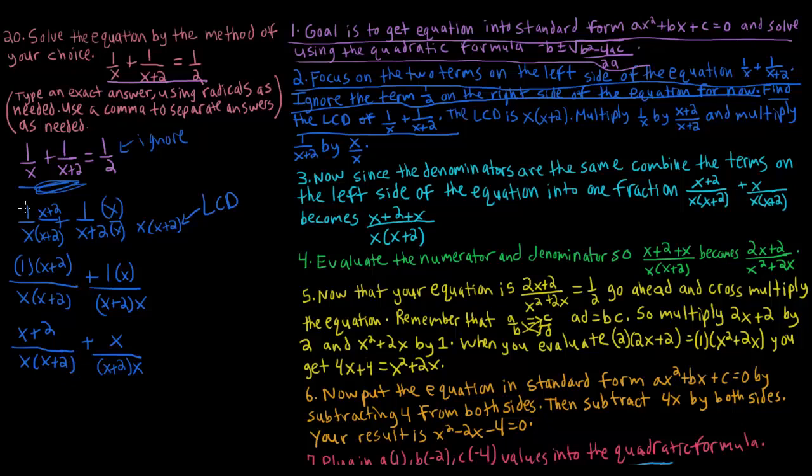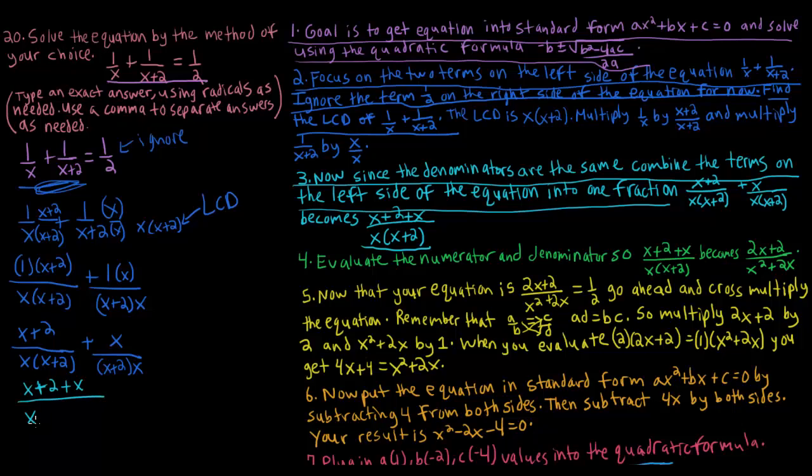denominators, this is going to be step 3. Now, since the denominators are the same, we can combine the terms on the left side of the equation into one fraction, which will be x plus 2 over x times x plus 2, plus x over x times x plus 2. And that fraction will become this right here, which is just x plus 2 plus x all over x times x plus 2. So if we combine the two, we have x plus 2 plus x all over x times x plus 2.